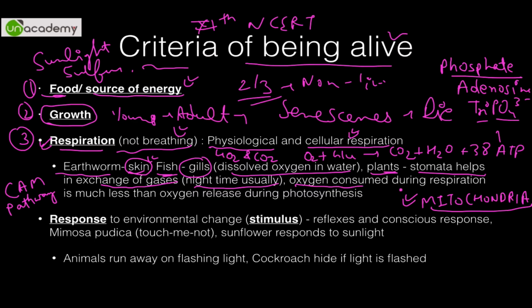Now, oxygen consumed during respiration is much less than oxygen released during photosynthesis. That is why plants are essential, because their net surplus of oxygen is positive. They take oxygen for respiration but they release much more oxygen during photosynthesis. इसीलिए पेड़ लगाओ and देश बचाओ and earth बचाओ.